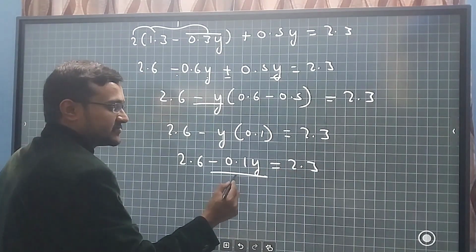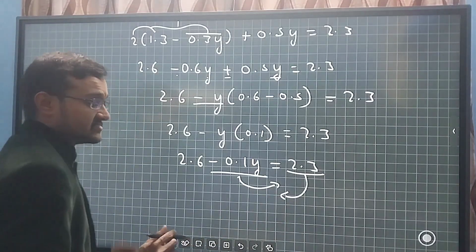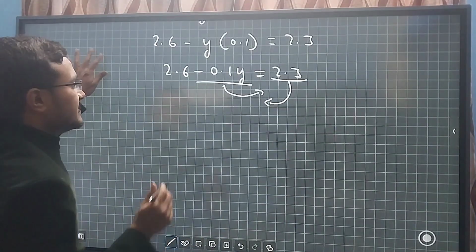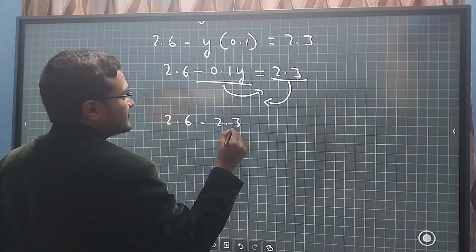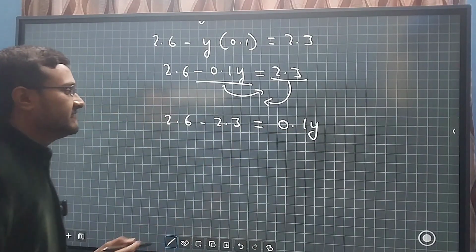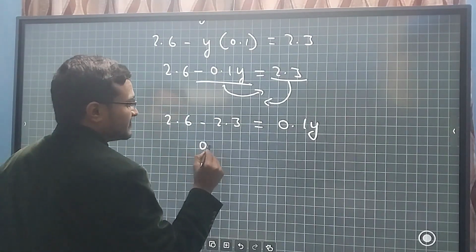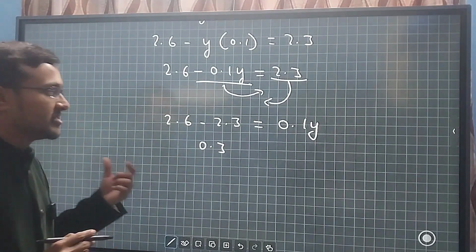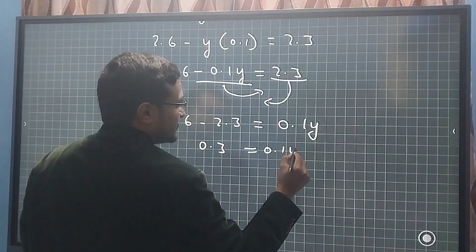So this minus 0.1y you can take to RHS. This 2.3 you can take to LHS. So when you do that, here you will get 2.6 minus 2.3 is equal to 0.1y. So now 2.6 minus 2.3 will give you 0.3. So here 2.6 minus 2.3 is giving 0.3, is equal to 0.1y.